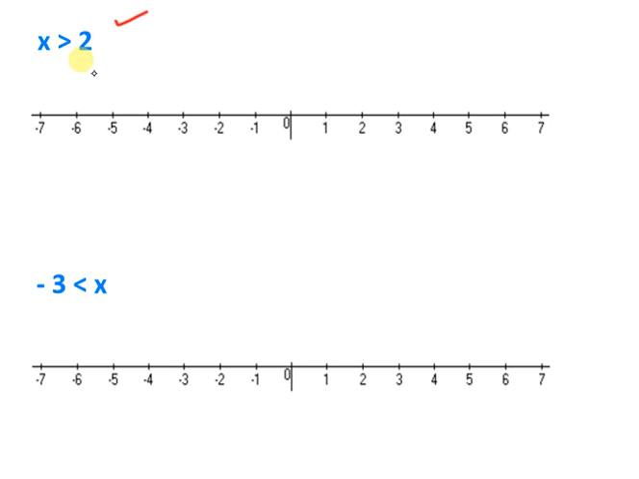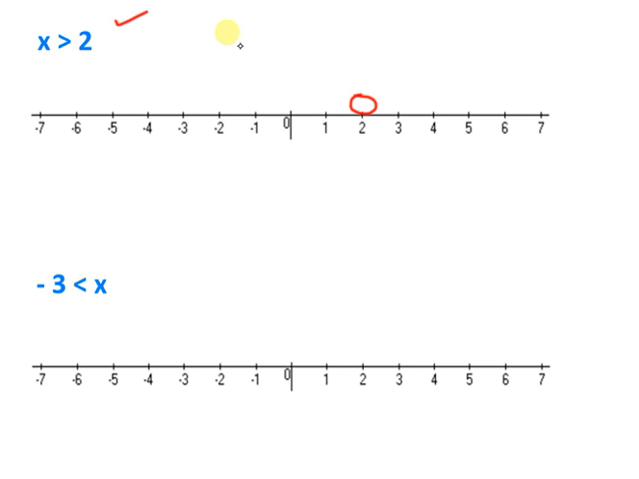Step 2, locate your number. So I have a +2. Okay, so here's the 2. Now, it's a greater than sign with no bar underneath, so it's going to be an open circle. Okay, now I'm almost done. I just have one more step.